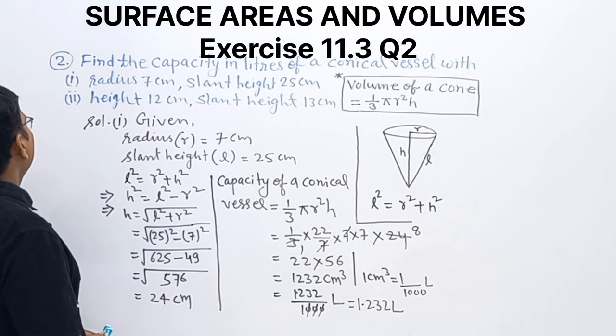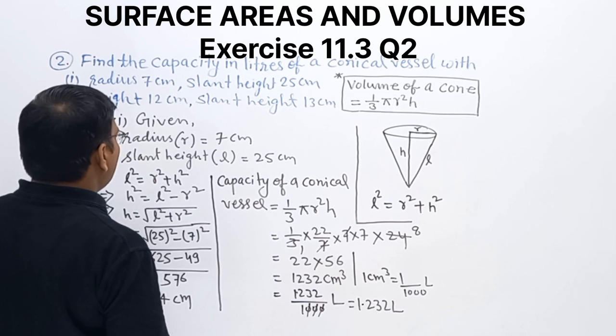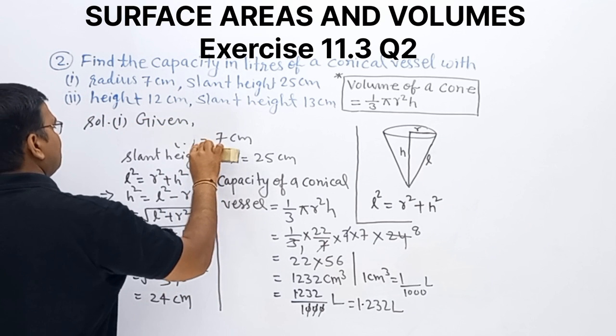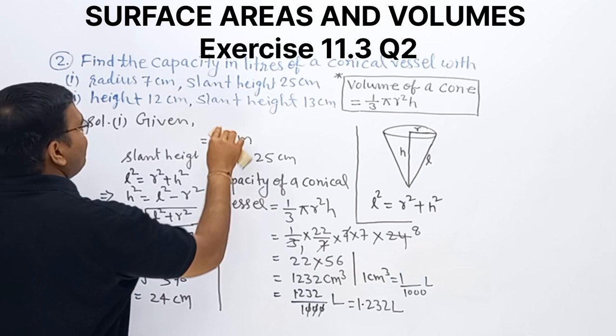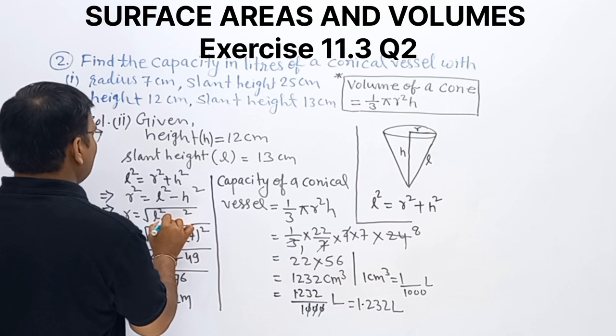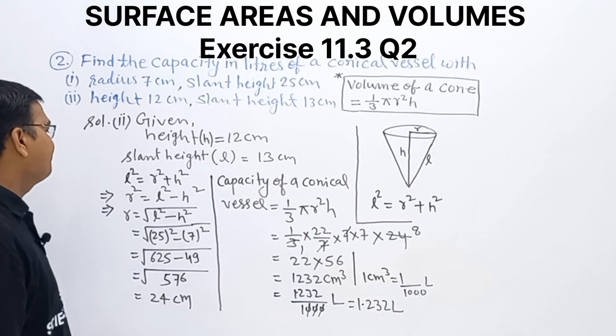Now I am taking the next one, question number second. Two things we have: height and slant height. So height and slant height we have. L square minus h square. L square minus h square. Clear? This is the r.